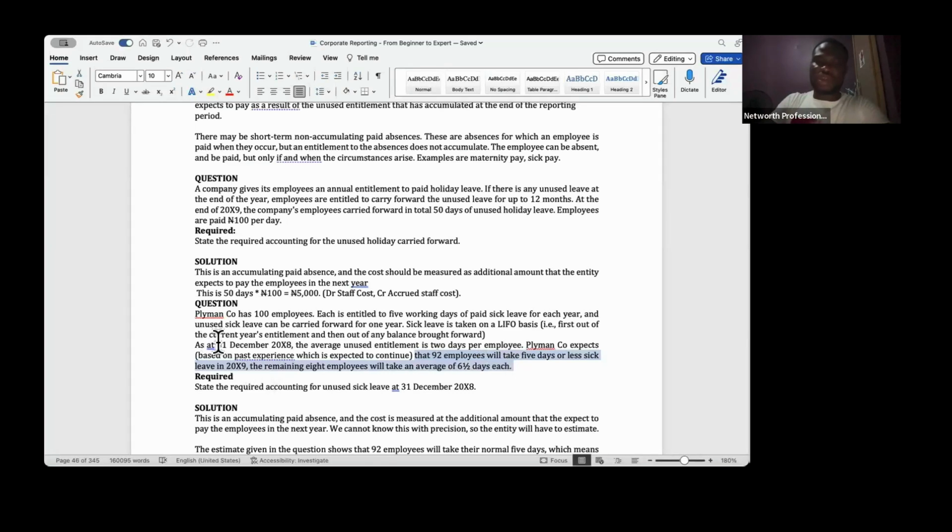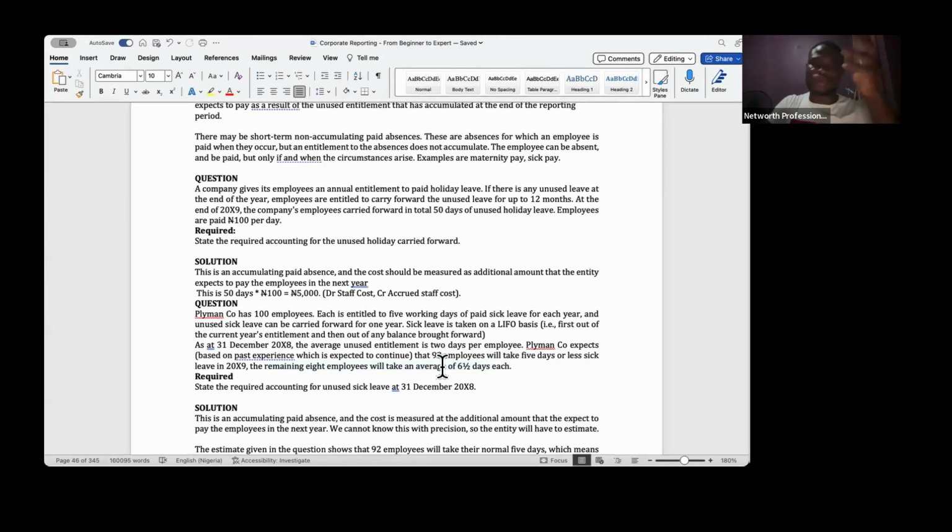So that will now give me a clue of how much I am actually owing in respect of unused days. 92 employees will only take their 5 days. They are not taking any part of those 2 days, so no liability for that. 8 employees will take 6.5, so in addition to their 5 days in 2009, they will take 1.5 from 2008. So your answer is just 8 employees times 1.5 days.